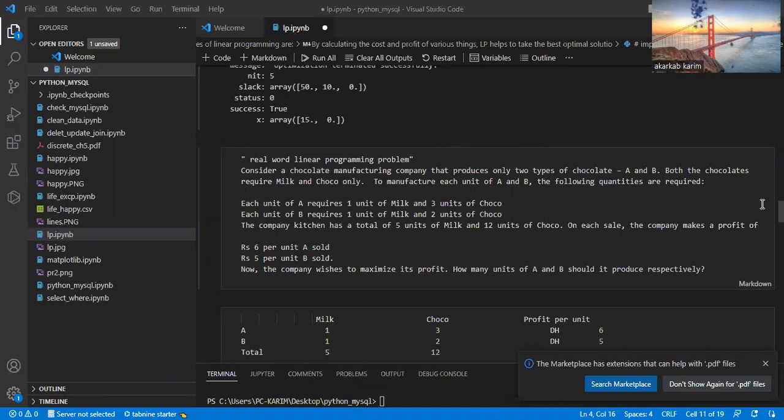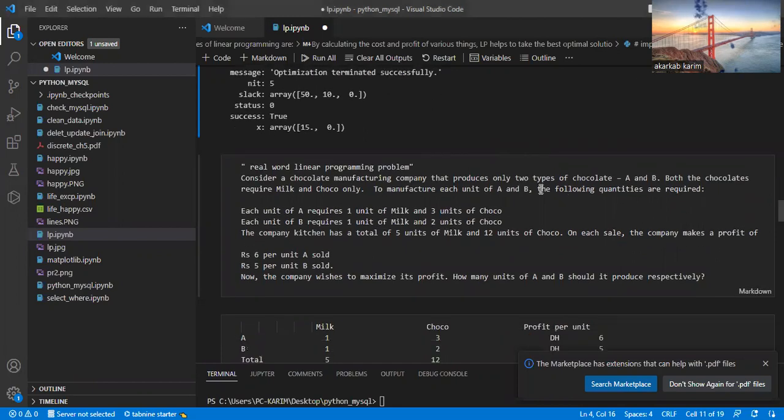So let's move on to show you another real linear programming problem. Consider a chocolate manufacturing company that produces only two types of chocolate. This company produces type 1 or type A and type B. Both chocolates require milk and chocolate only. To manufacture each unit of A and B, the following quantities are required.